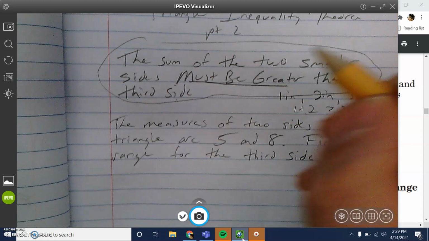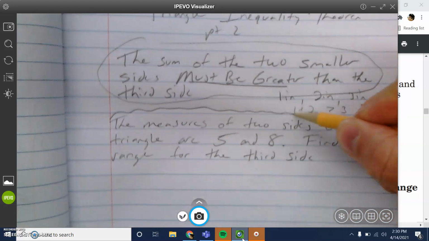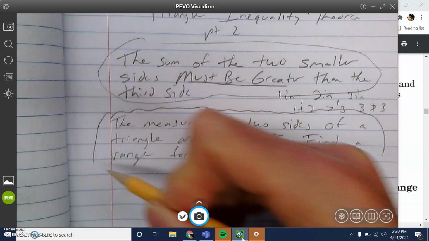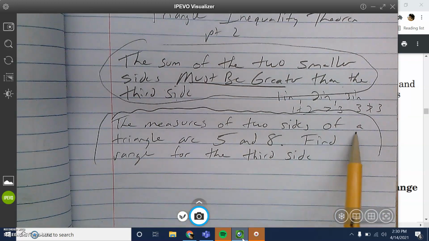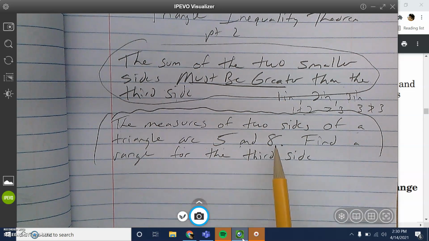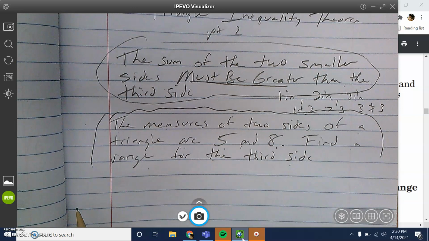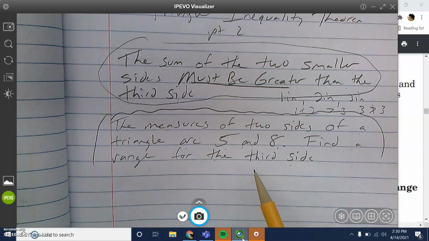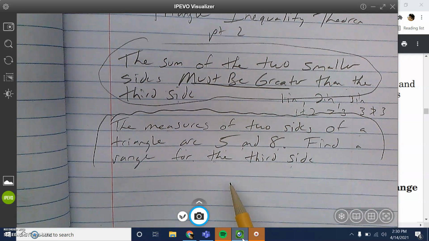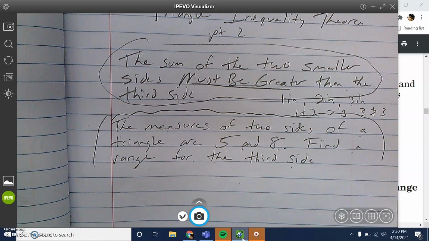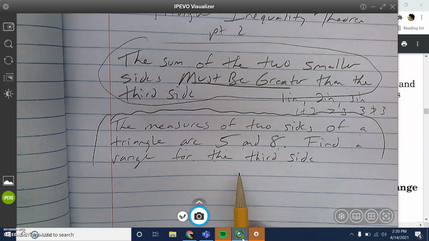Look at this one. So here is the problem. Copy this one down. The measures of two sides of a triangle are 5 and 8. Find a range for the third side. So, could the third side be 4? Could the third side be 10? Could the third side be 100? Could it be 4.2? Could it be pi, 3.14? What could it be? So we got to find that.